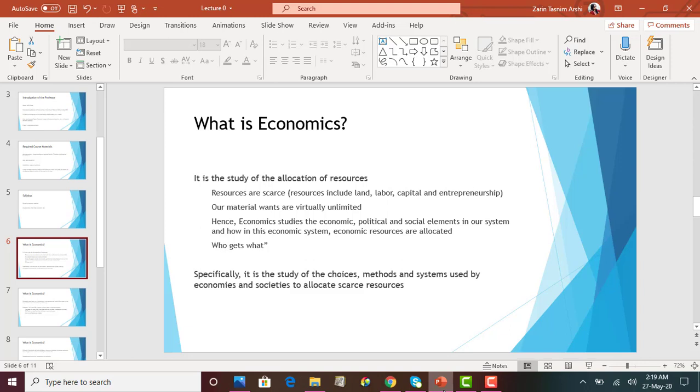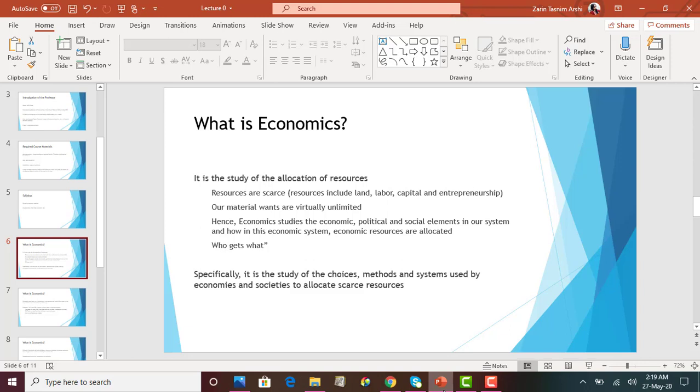Okay, it is the study of choices, methods, and systems used by economies and societies to allocate and distribute scarce resources. Since the resources are scarce, scarce meaning limited in quantity, we have to make choices, right? We cannot get everything. Let's say we want to eat lunch, we have many different choices: we can eat Chinese food, pizza, pasta, or a burger. But I only have $10 in my hand, so I have that limited capital with me, so I can only choose any one of them.